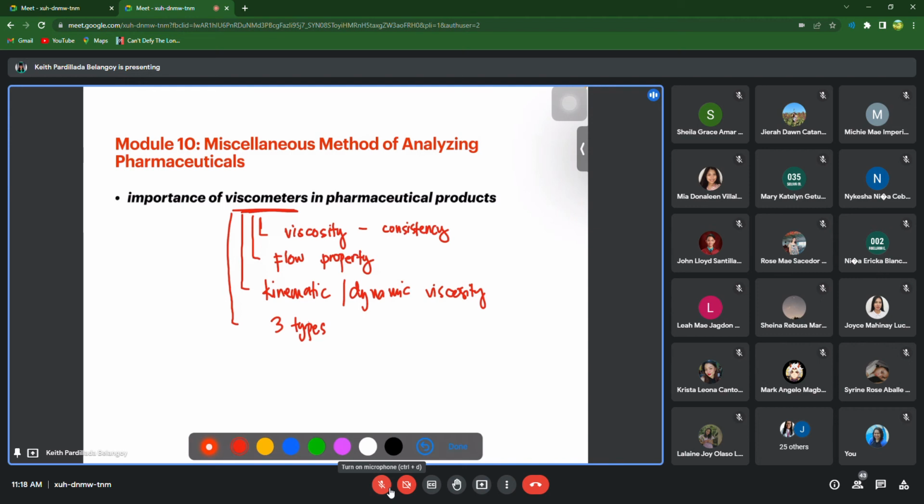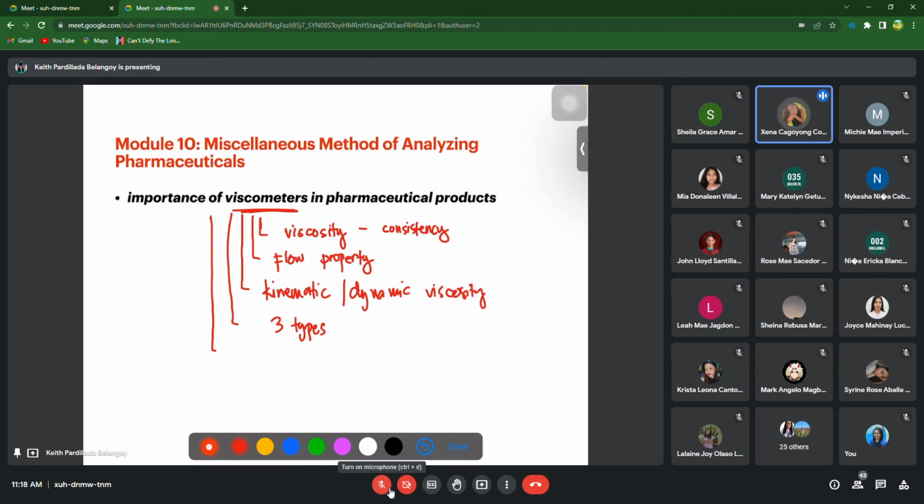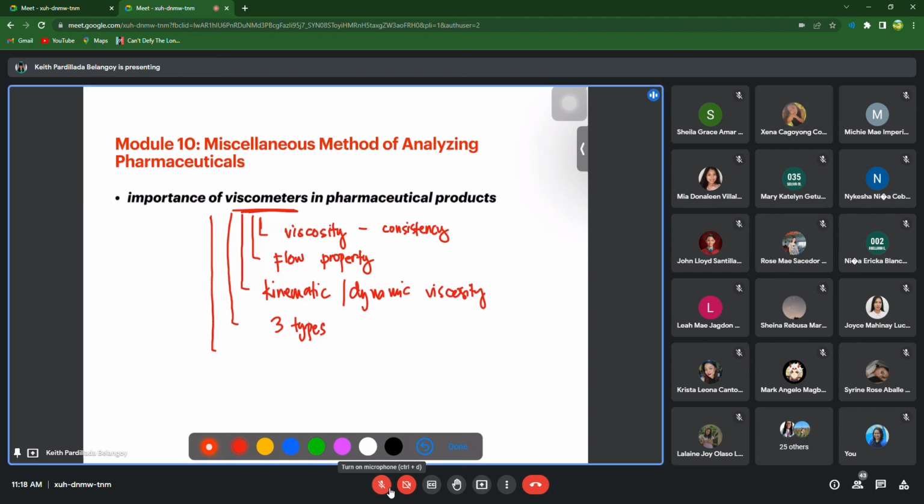Very good. How about Coles? Anything else? Is Coles here? I think he chatted. He took a long time to come in. Where is Coles? Yes, miss. Okay, anything else for the importance of viscometers in pharmaceutical products?